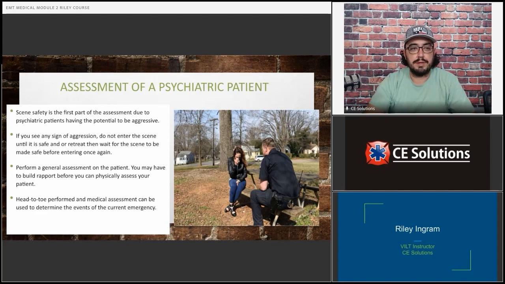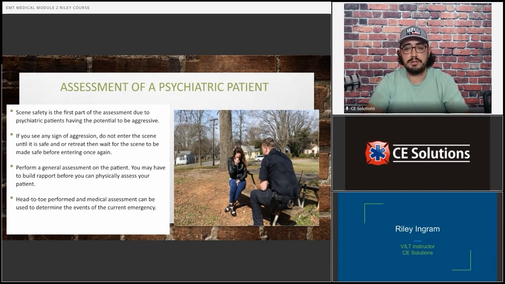All right, so jumping into the assessment of a psychiatric patient. Scene safety is going to be the first part of the assessment due to psychiatric patients having the potential to be aggressive. I live and learn. I'm not talking to you unless you pull them out of the car. If they're still in their vehicle and you've called me, no. You're going to need to get them out of their car, search them, and make sure they don't have weapons on them before I can make scene. You know why? Because you have a weapon, Mr. Officer. I don't.